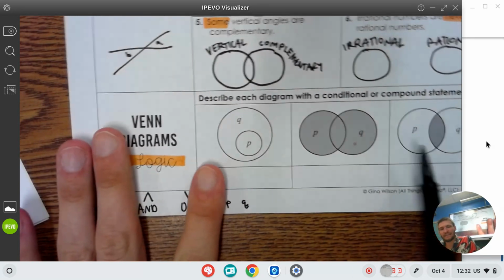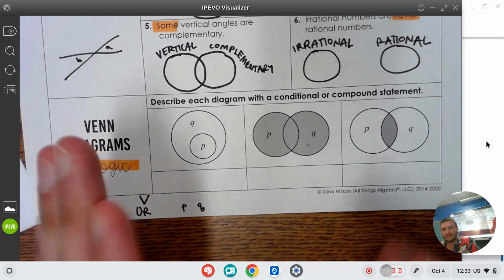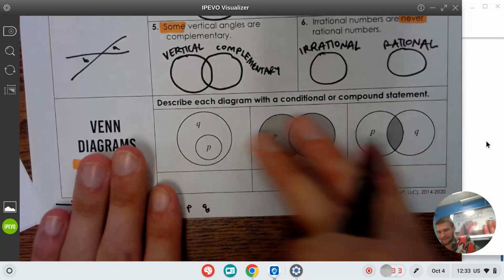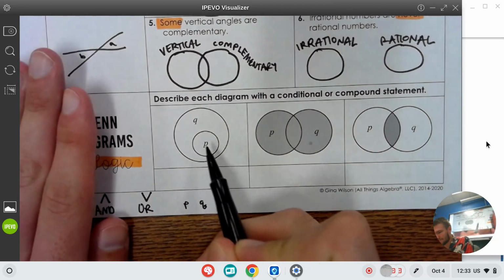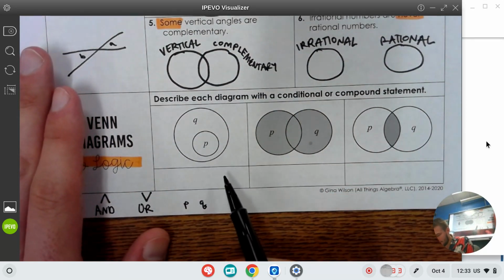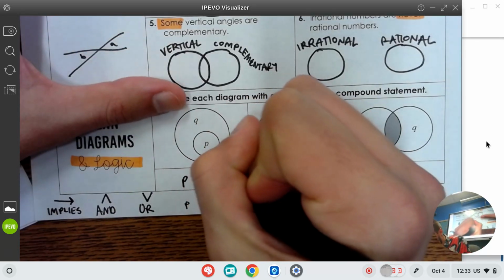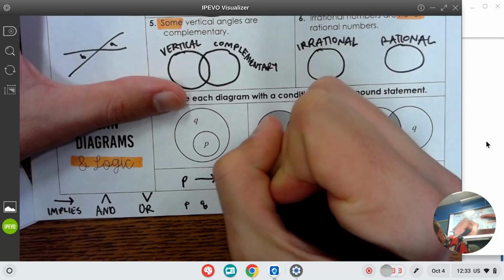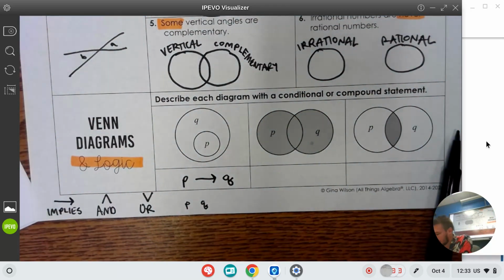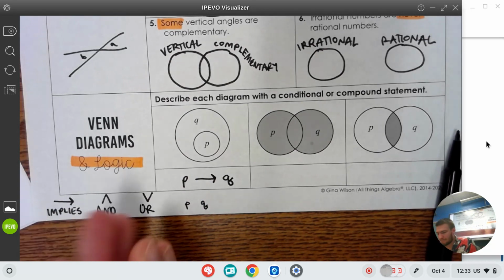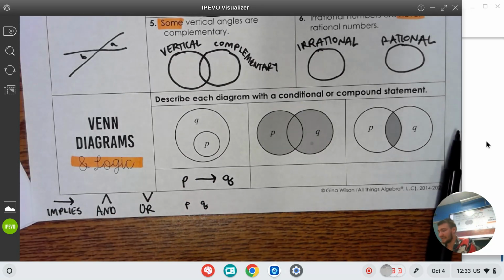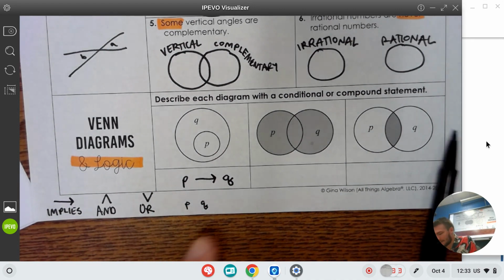All right, so these aren't examples. These are definitions. These are like the ABCs at the top. Here we're getting DEFs. If we have a Venn diagram where the circle is all the way inside the other circle, we're going to set this up as the implies. So this is P implies Q. This is all of P's are guaranteed to be inside Q. Then we have this one.